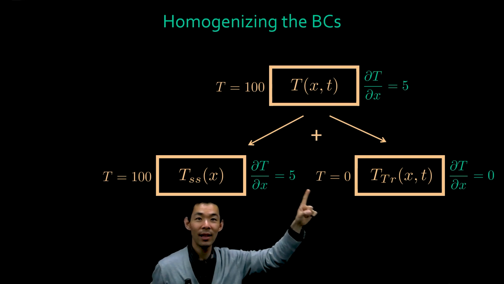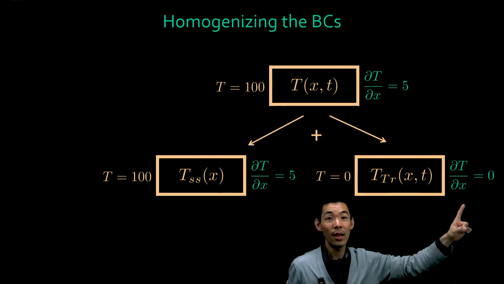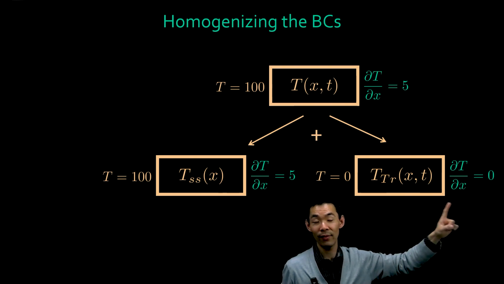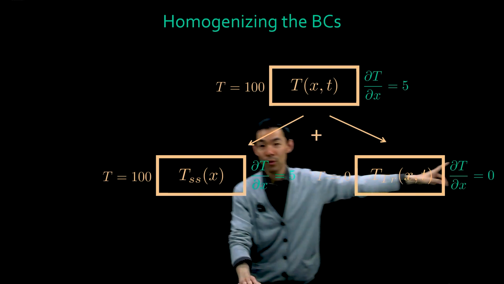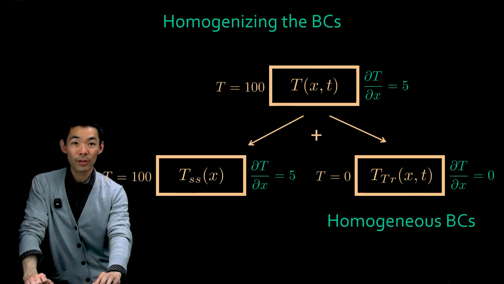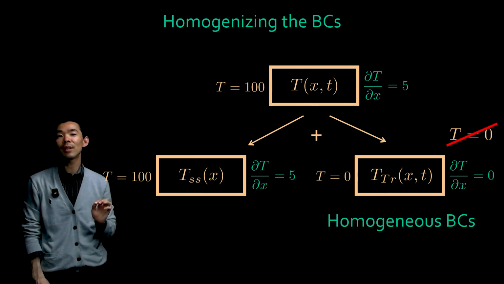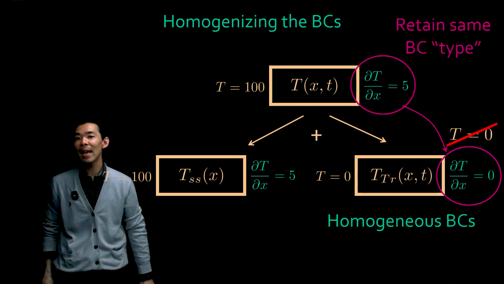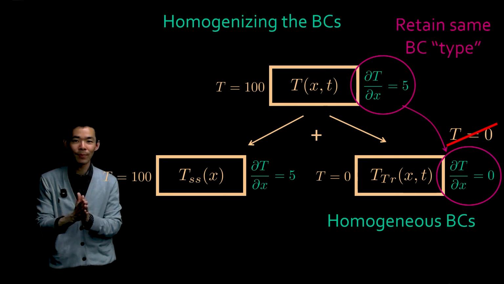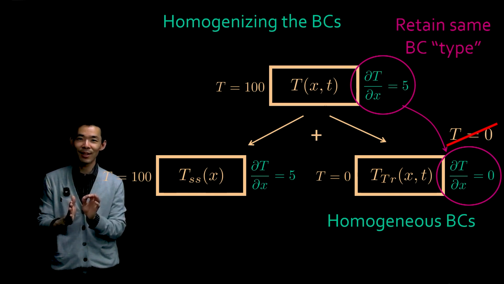You add this, the transient solution, and notice here that on the right-hand boundary, we're taking the temperature derivative to be 0. So notice that this is not constant temperature equal to 0, but the derivative equal to 0. That is your homogeneous boundary condition. And again, a lot of students put T equal to 0 as the homogeneous boundary condition, but you don't want to do that because you want to make sure you retain the same boundary condition type. If you're given a derivative boundary condition, keep the derivative boundary condition.